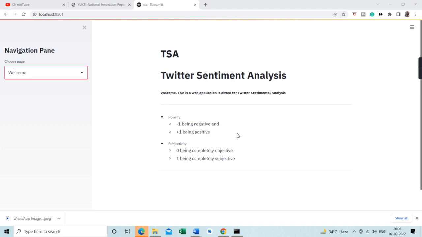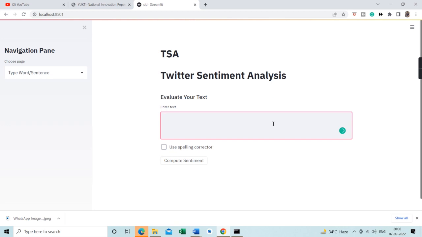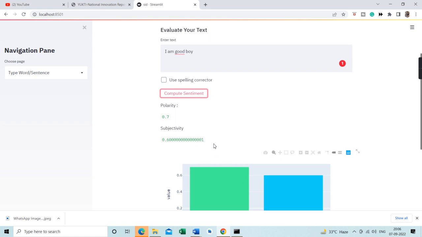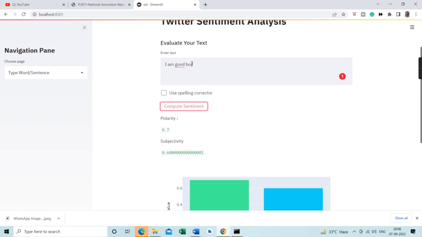Subjectivity can't be less than 0, as it is the opinion of the particular person. If it is factual information, then it will be close to zero, otherwise it will be close to one. So now, this is the first interface where I will enter a user entered text. If I calculate the sentimental value of this sentence, then the polarity will be highly positive and subjectivity will also be close to one because it is a subjective opinion.